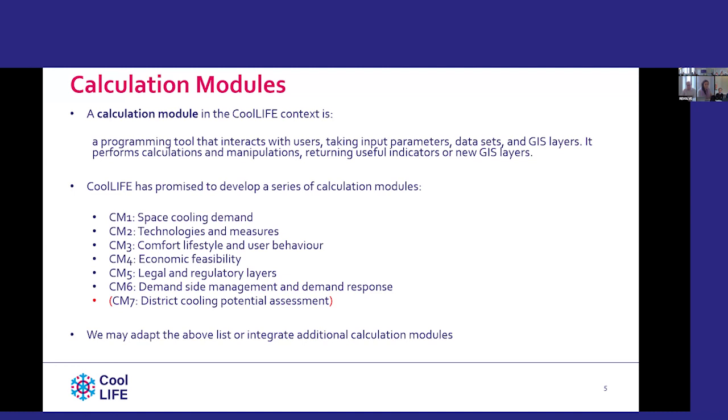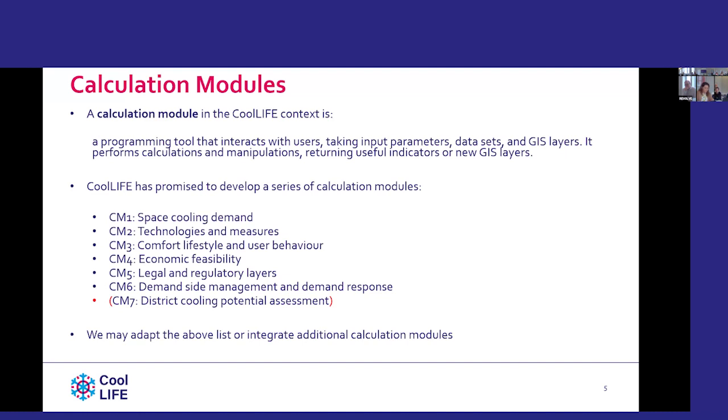We have a calculation module on technologies and measures, which was also partially introduced by Bruno. Calculation module on comfort, lifestyle, and user behavior. Economic feasibility calculation module, which also determines if it makes sense to go for a decentralized cooling supply option or to go for a centralized one, and also provides economic indicators on top.